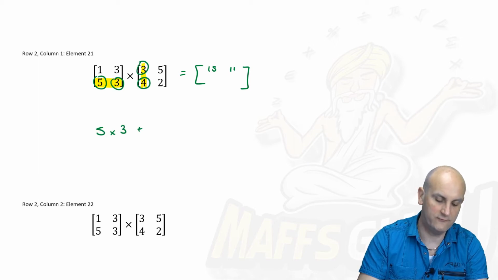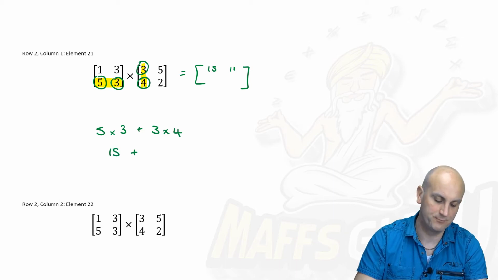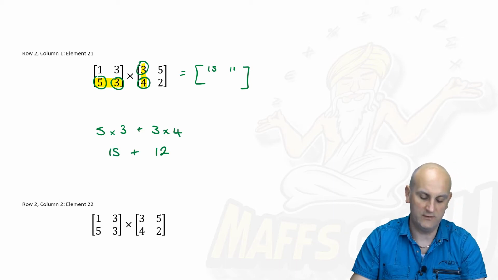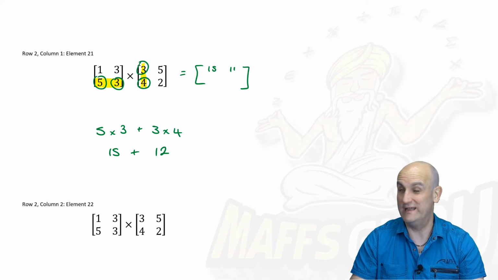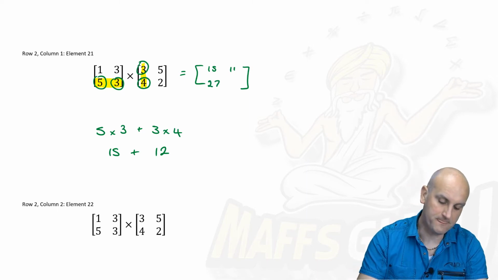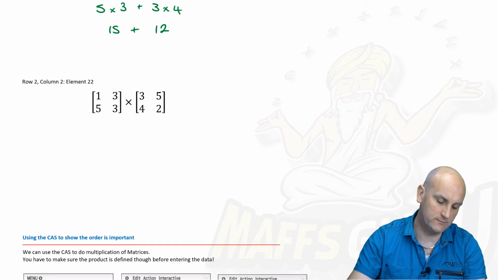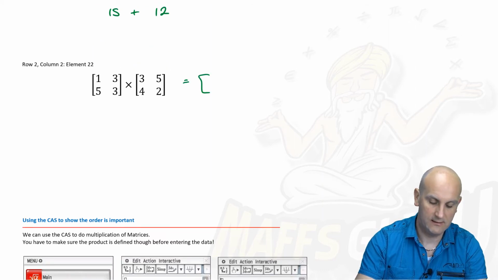And the 3 and the 4 pair together. 3 times 4. So 5 times 3 is 15. 3 times 4 is 12. And 15 plus 12 is 27. And there we go. And we are storming through this. So that was 15, 11, and 27.